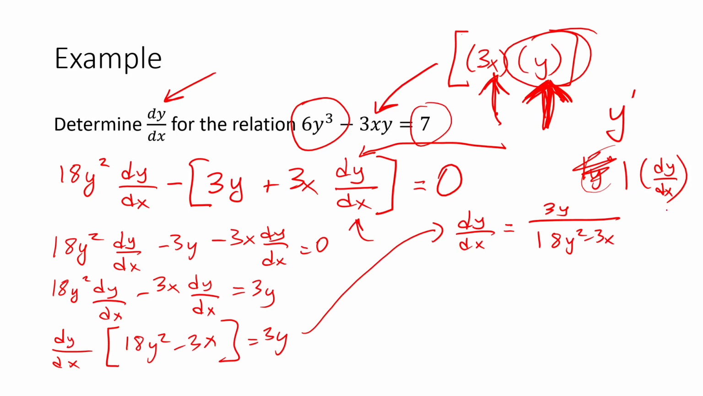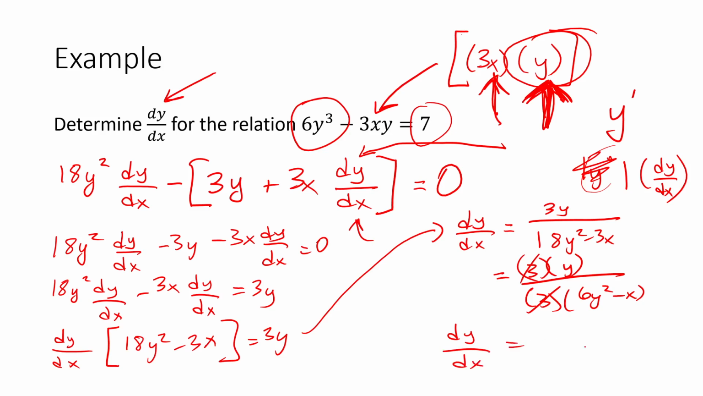Now, at this point, you could say you're done, but it is actually possible to reduce that fraction. So we'll say it's 3 times y, and then it's also 3 times 6y squared minus x. And so we can cross those 3's out. And so our final answer as a reduced expression will be that dy over dx equals y over 6y squared minus x.